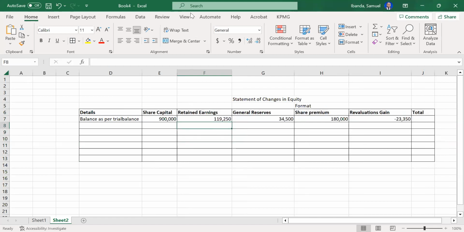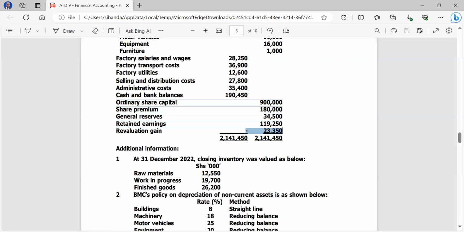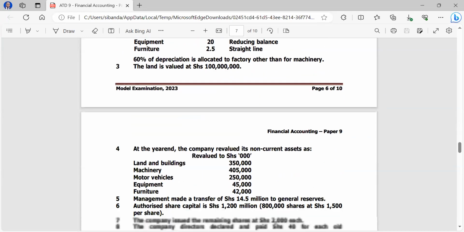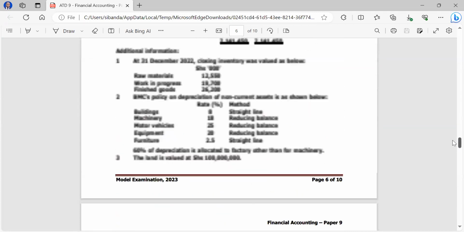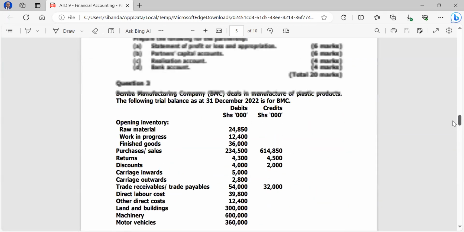So when you now come to our additional information, we shall look for those items that affect our equity items. They're telling us that management made a transfer of 14,500 to general reserves. So what I'm going to do, let me just have my heading on this statement of changes in equity.